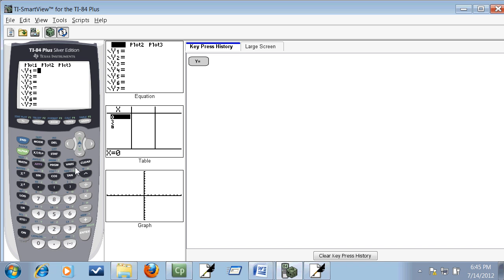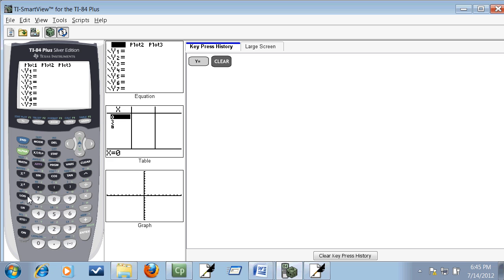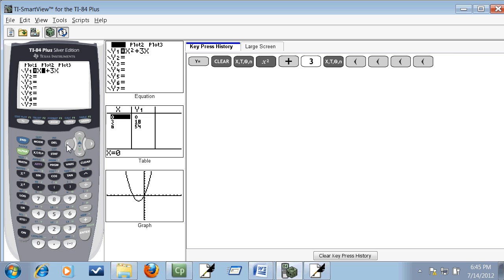Come over here, press y equals, press clear. I'm going to put in x squared plus 3x. Now look where our cursor currently is. I'm going to press my left arrow key and keep pressing it until my flashing cursor is on this first slash. You can't do it too many times.